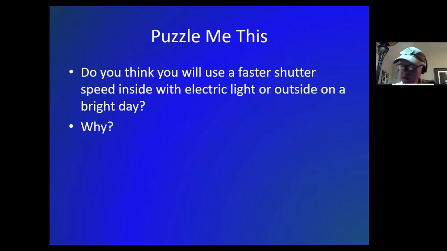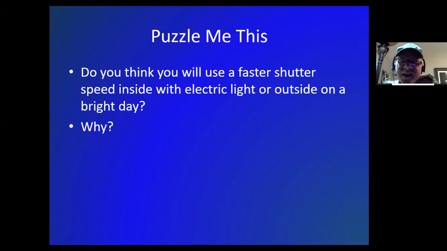Make sense? All right, who's going to puzzle me this? I'll let a volunteer try this. Do you think you'll use a faster shutter speed inside with electric light or outside on a bright day, and why? Who's got a guess? Owen, how about you? You would want to use a faster shutter outside. Well, because electric lights aren't as bright as outdoor lights, so outside it would make it less washed out, I guess. Yes, that's correct.